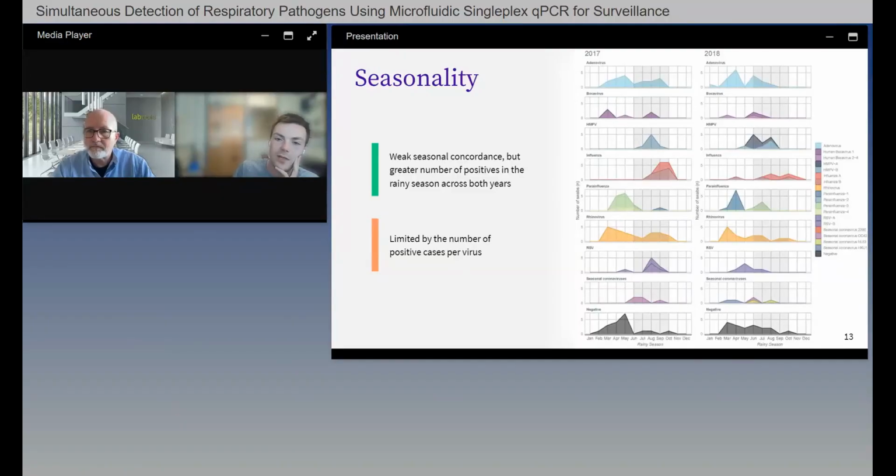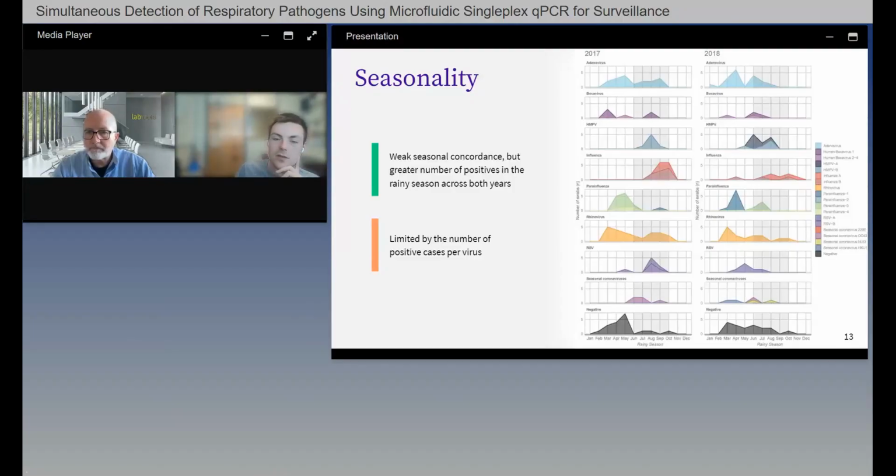The Gambia is quite interesting in that it has a predominantly dry season and a predominantly rainy season, not your classic winter, spring, summer seasons. So with the dry and wet season, there was a clear difference in which viruses circulated when, and especially if you look at the lower chart, which is just the negatives.